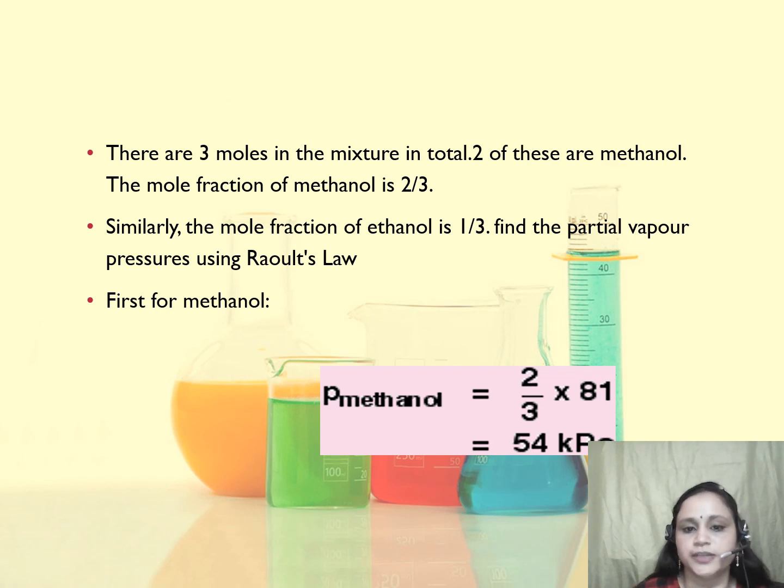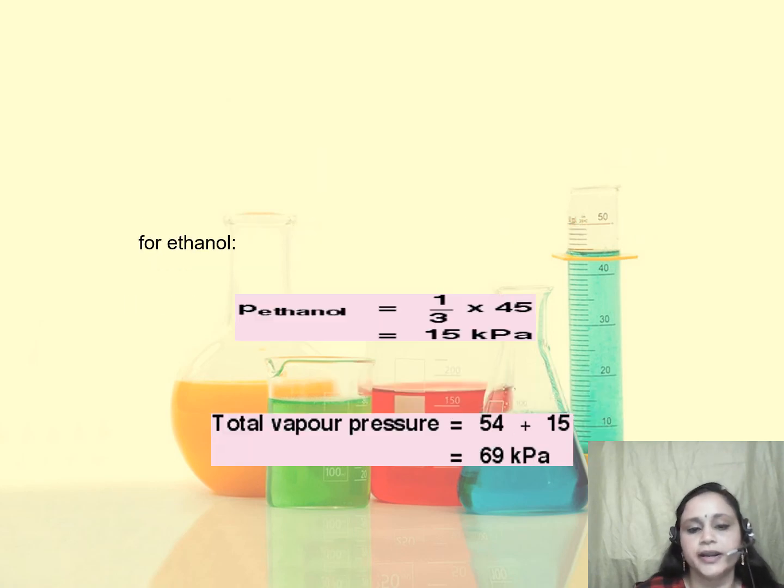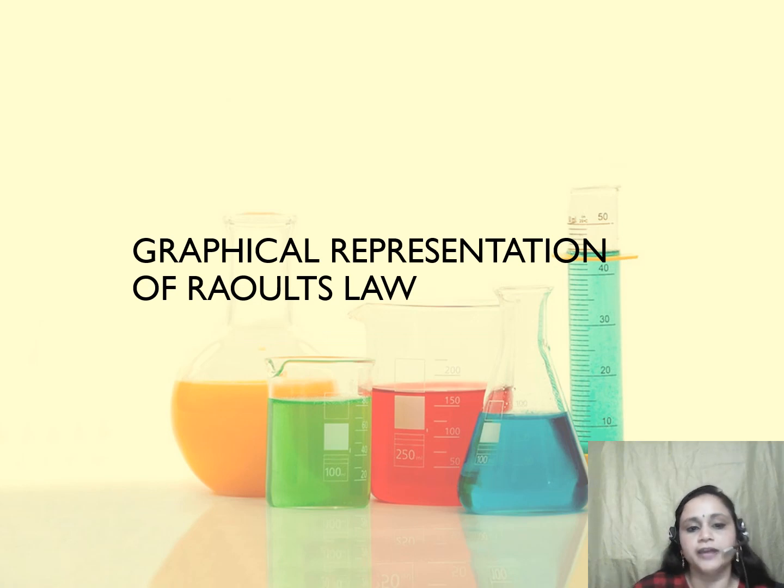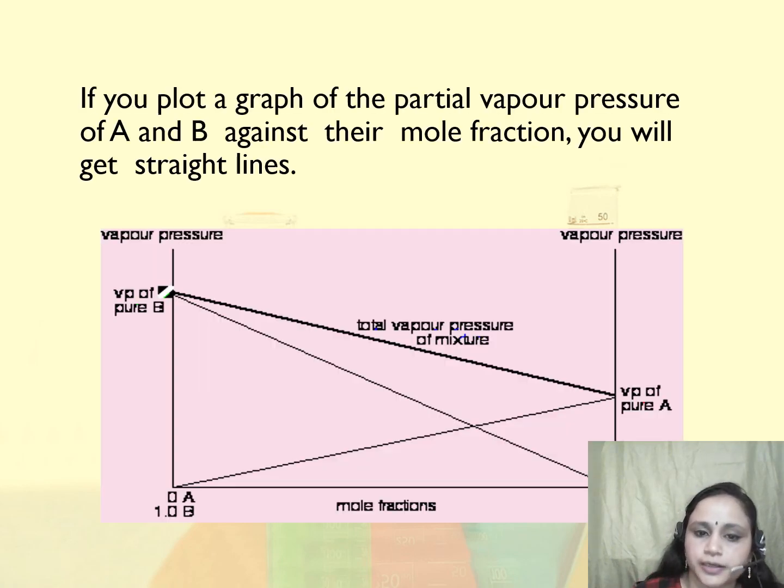2 of these are methanol, so the mole fraction of methanol comes out to be 2 by 3, whereas for ethanol, with only 1 mole, it comes out to be 1 by 3. The partial vapor pressure for methanol is 2 by 3 into 81, which comes out to be 54 kilopascals. For ethanol, it is 1 by 3 into 45, that is 15 kilopascals. To calculate the total vapor pressure, we add both the components, coming out to be 69 kilopascals.